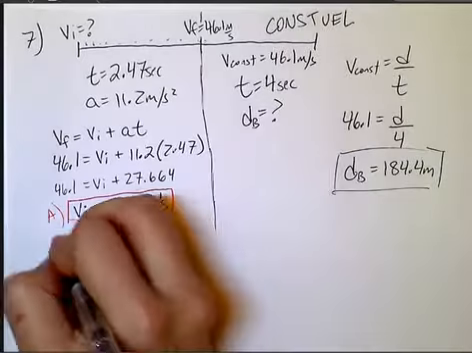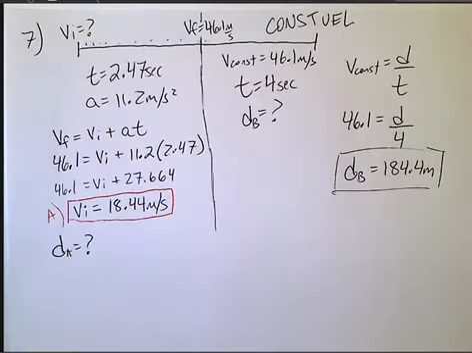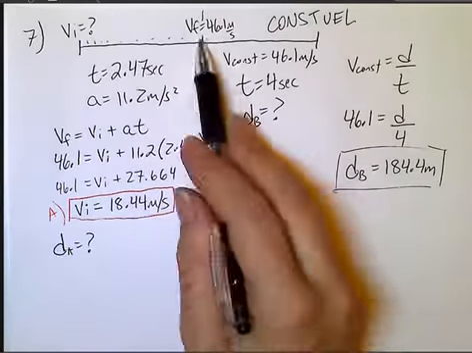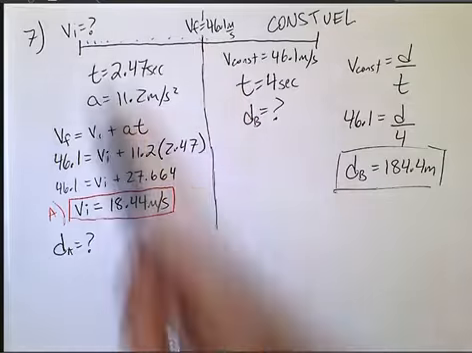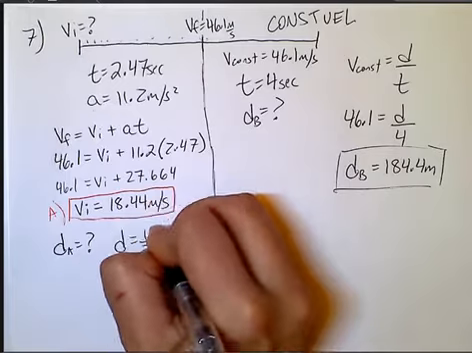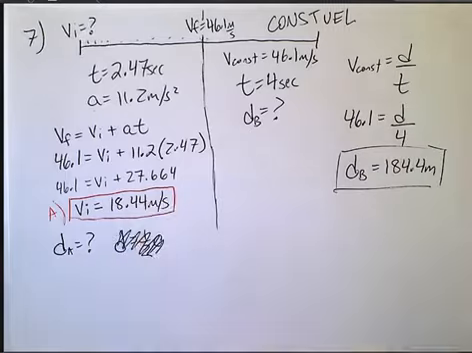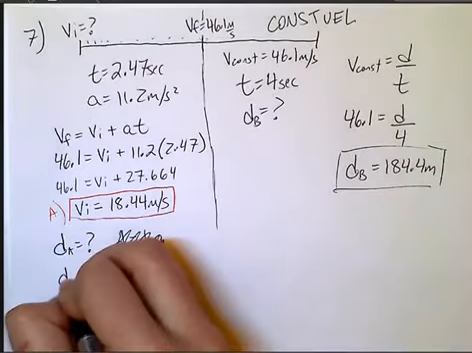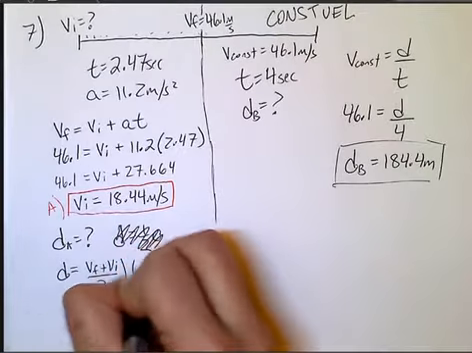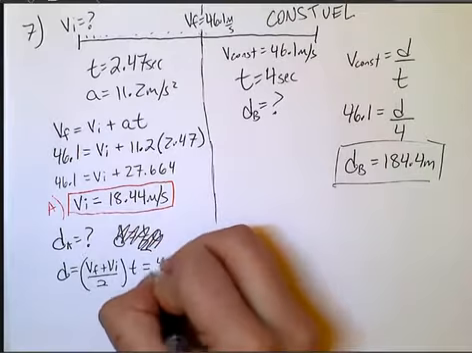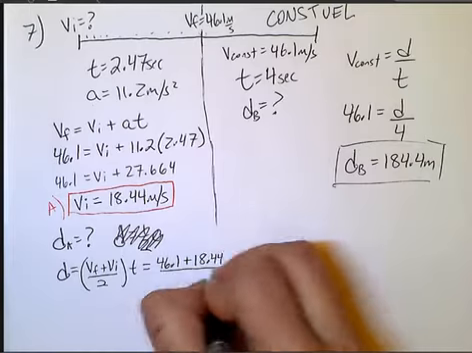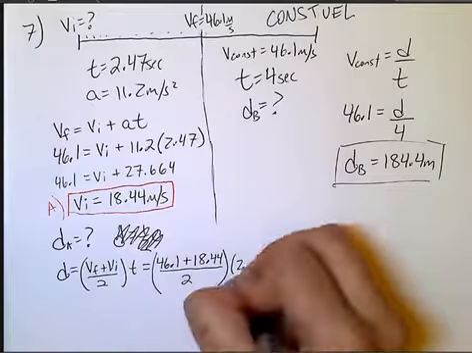I also need to know the distance over here. And there's lots of different equations that you can use to find it because you do know the VI now, but you also have A and T and VF. There's lots of different ones that you could use. I'm going to go ahead and use the yellow equation because it's easy and set up. Actually, I'm going to use the red equation instead. So D equals VF plus VI over 2 times T. So 46.1 plus 18.4 all divided by 2 together and then multiply by 2.47.